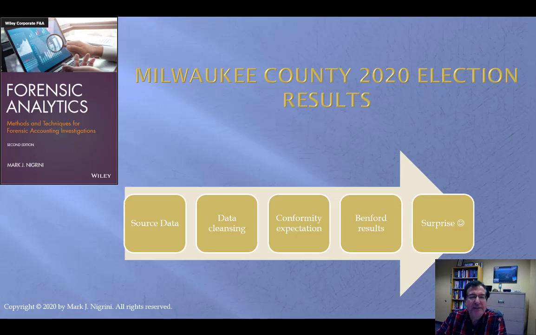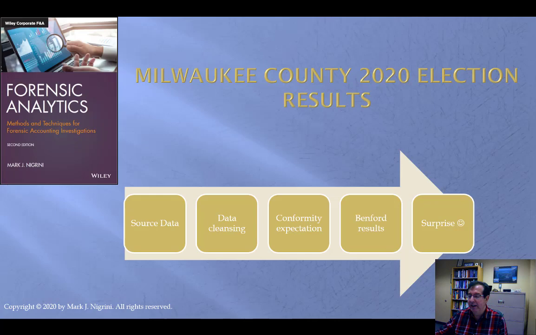In this video, I'm going to analyze the digit patterns of the numbers from the presidential election 2020. I'm going to talk about my source data, a bit of data cleansing, and what I expected to see. I give you the Benford results, and I have two surprises. My results show no signs of intentional misconduct and no signs of intentional or unintentional errors. The purpose of this video is just to tell you how I got to that conclusion.